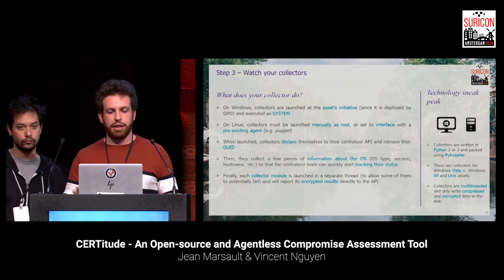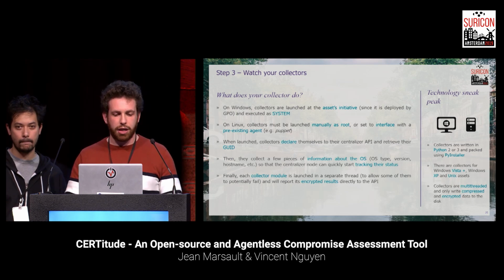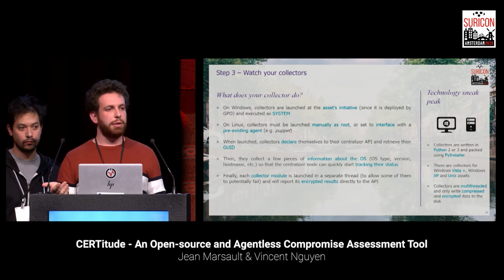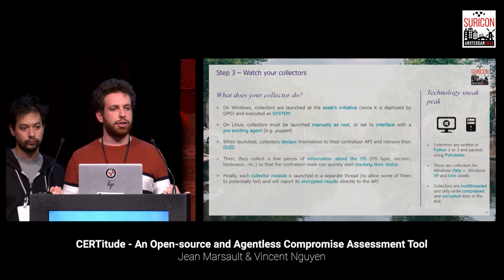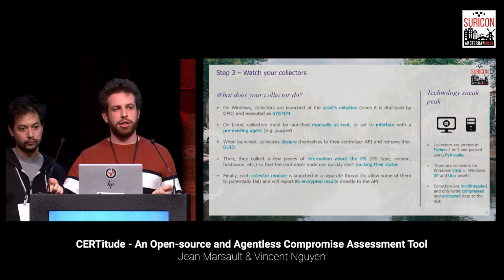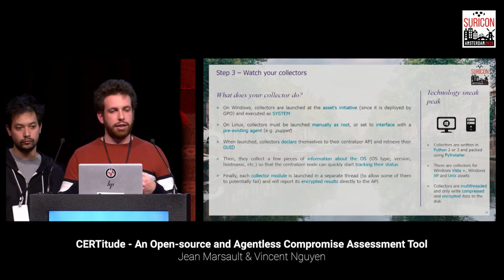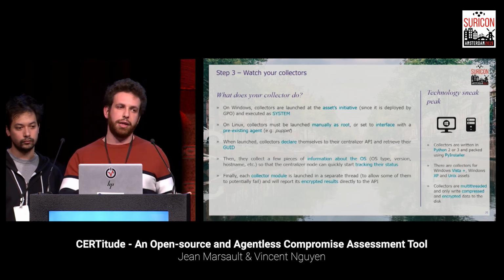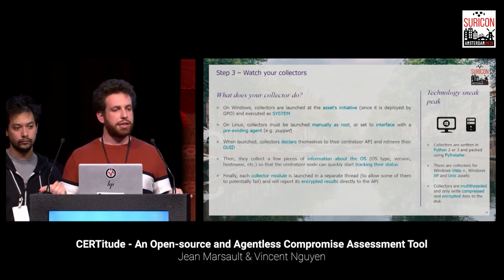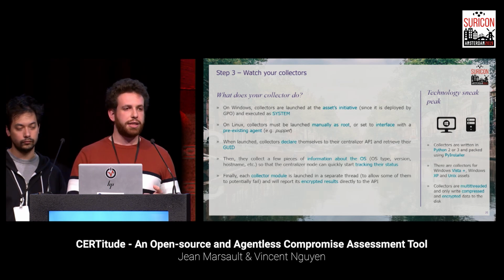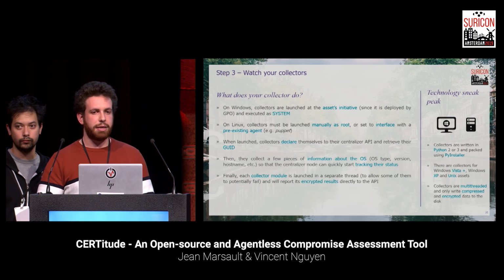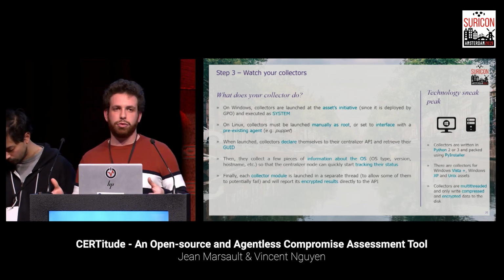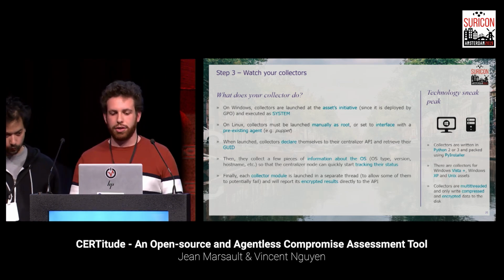Now, regardless of the operating system, when you launch a collector, the collector will declare itself to the API. It will say, hello, I'm here, I'm starting the collection. So the API will give it a GUID, and it will start tracking the evolution of this collector. Then the collector will collect some basic information about the operating system, for example, the IP address, the host name, and the version and type of operating system, just to give more information to the API. That way, the API will be able to better track the collection status on the hosts.